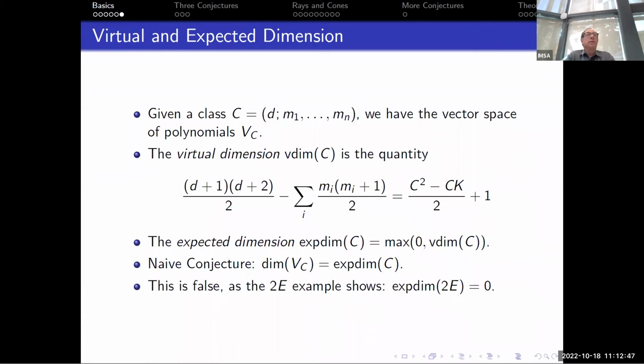And the naive conjecture would be that the actual dimension is the expected dimension. Okay? And what the double of the exceptional curve shows is that this naive conjecture is false. Right? For 2E, the expected dimension is 0 because the virtual dimension is 0, but it exists. The actual dimension is 1. Right? There is a polynomial, namely the square of the equation for E. So the naive conjecture is false. So what are some of the conjectures that are more sophisticated that have a chance of being true?